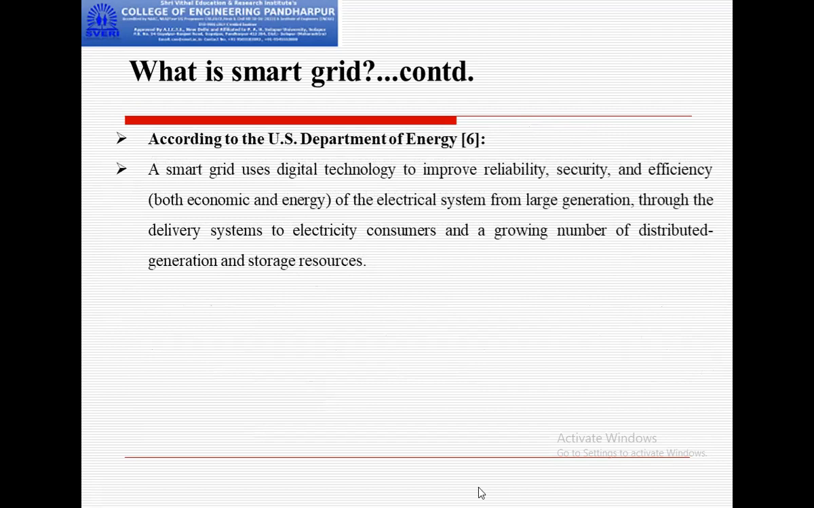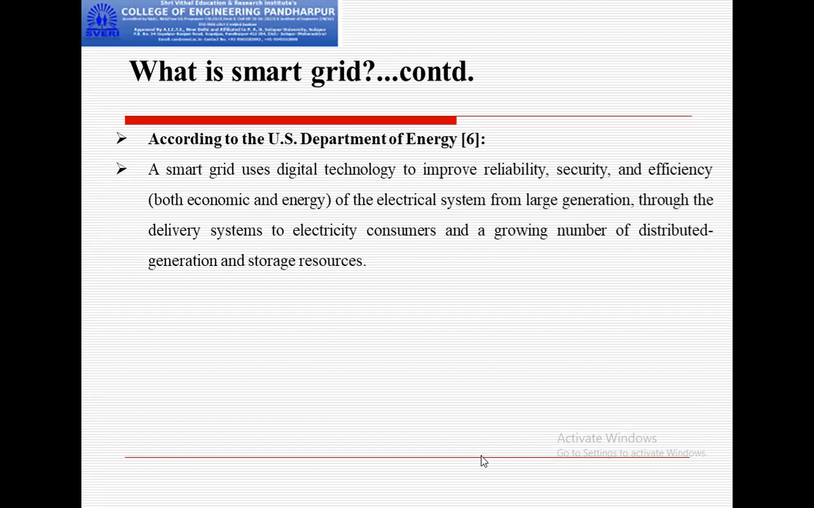What is analog and digital? Digital is 1 and 0, keep in mind binary. Whenever there is a 1 and 0 form of language, it is digital. In a short way, it is not the exact definition of digital, but as electrical engineers, okay. So digital technology to improve reliability, security, and efficiency. The word reliability we already came through. Security, I told you, manpower. Efficiency is output divided by input power, both economic and energy, of the electrical system from large generation through the delivery systems to electricity consumers and a growing number of distributed generation and storage resources.